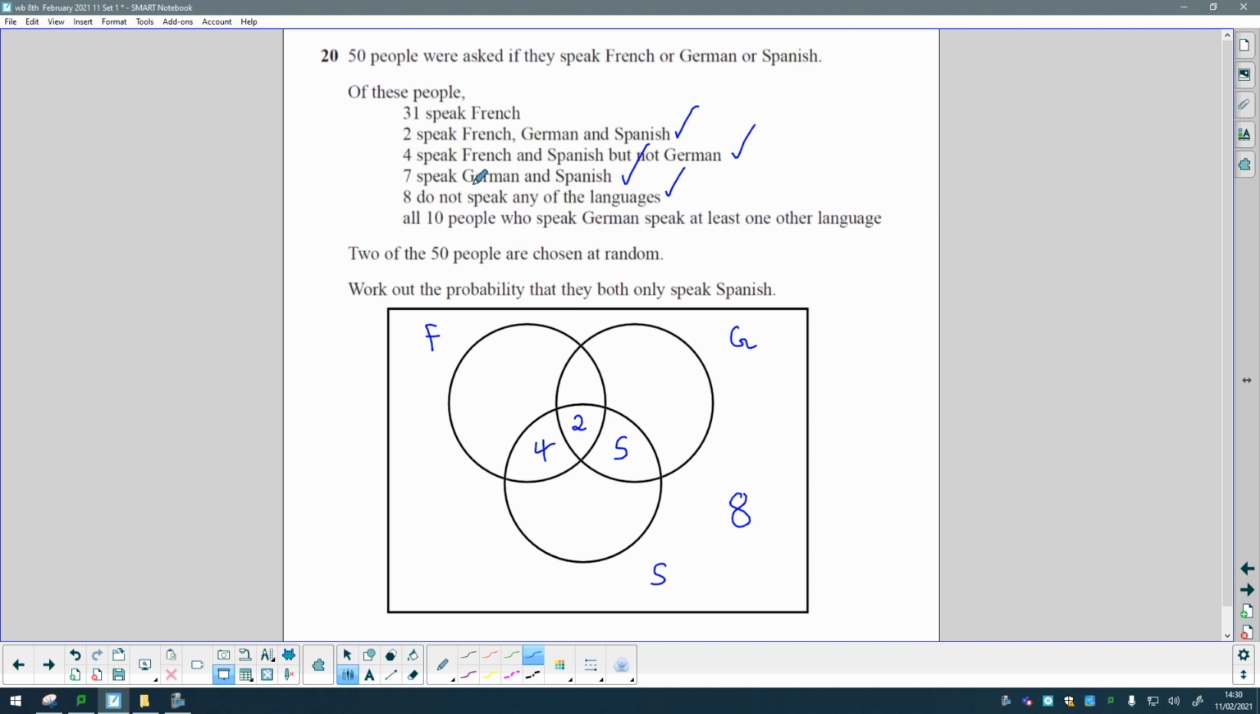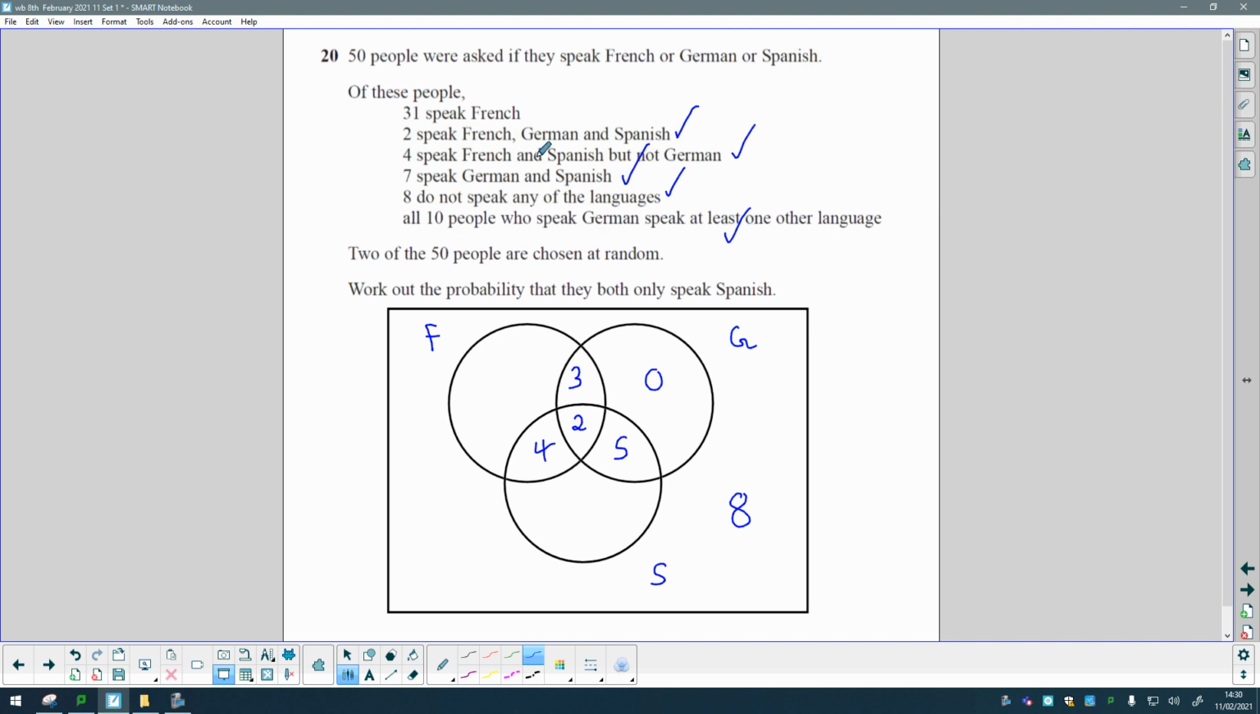And then perhaps the most confusing statement of all: 10 people who speak German speak at least one other language. That means there's no people here. And it means that 5, 2 and a number must be 10. So that number there must be 3. All right, it's coming together now.